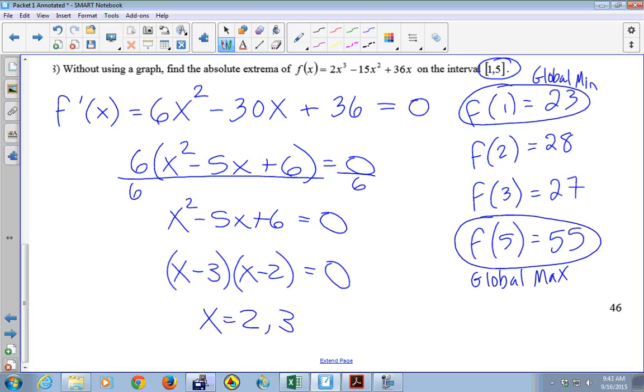So pay attention to what they ask for in a homework problem or on a quiz. If they ask for the maximum value, they want the y coordinate. If they ask for the location of the maximum, you give the x coordinate. Okay. The x coordinate is like the address. The y coordinate is the value. Okay.